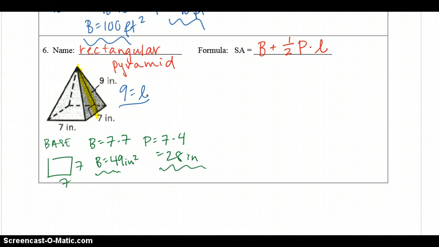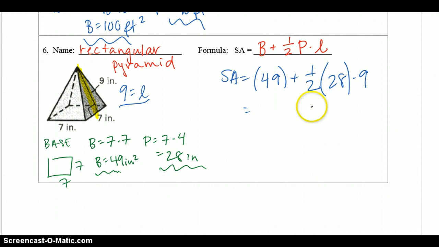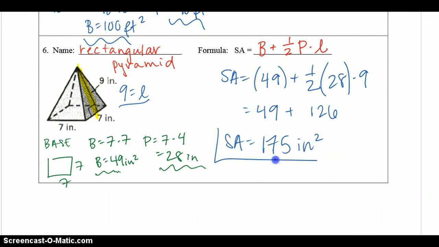So all we have to do now is plug this into our formula. So SA equals, for B, put in 49, plus 1/2 times 28 for my perimeter, times 9 for my slant height. 1/2 times 28 times 9 gives me 126. So when I add this to 49, I get that my total surface area is 175, and the units are inches squared.